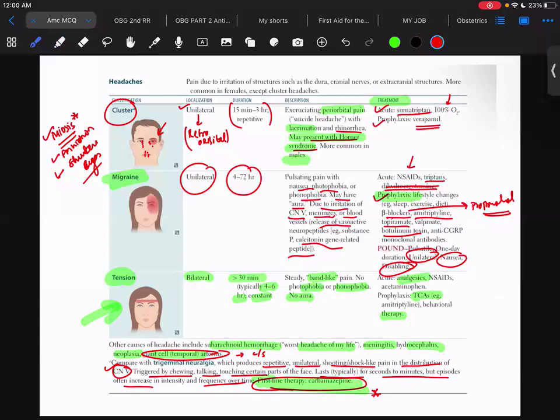Basically I uploaded a question for the prophylaxis of cluster headache, and the answer was verapamil at that time. And sometimes they may ask you the acute management. It's 100% oxygen.